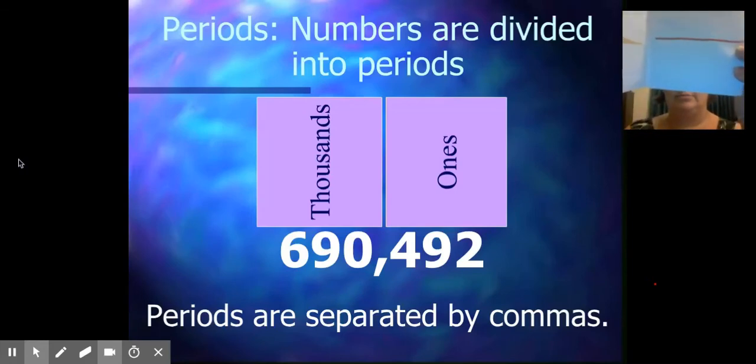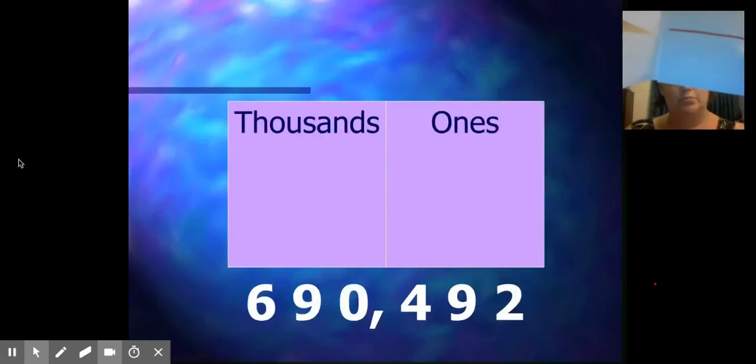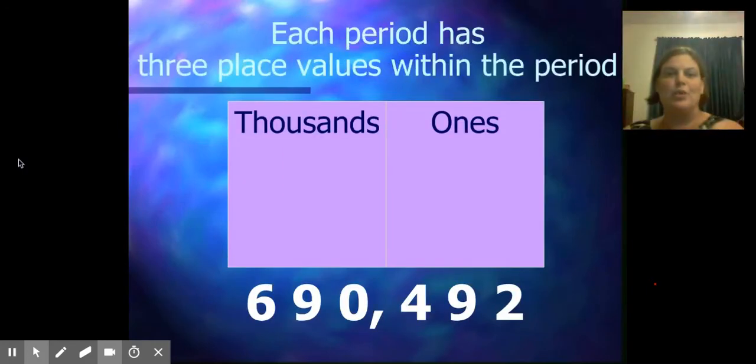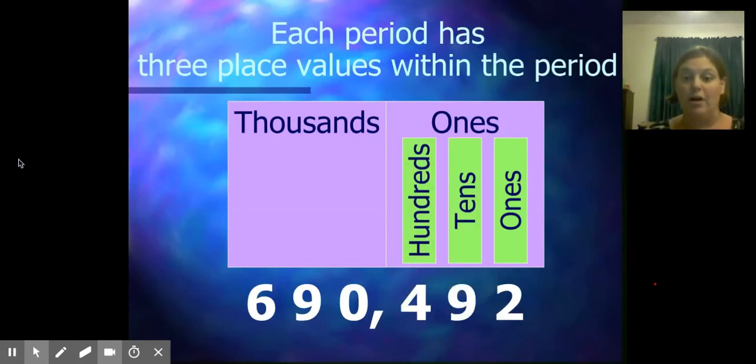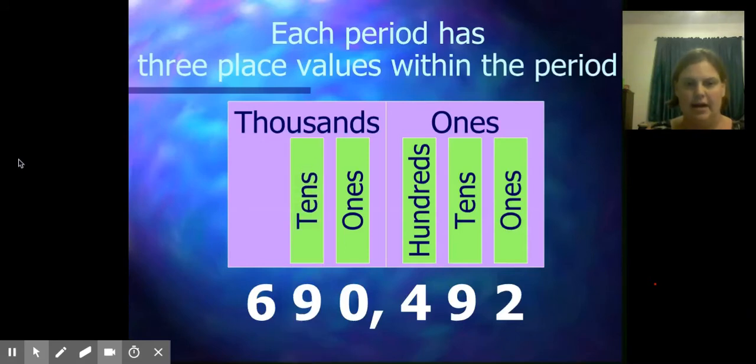Each period has 3 place values within it, and you might want to note that down if you have enough space on there. If not, I understand, but you should definitely know that, because it will be a question that is asked of you. There are the ones in that ones period, the tens in that ones period, the 400s in that ones period. That one has a 0 in the 1000s, a 9 in the 10,000, so we represent that as 90,000, and a 6 in the 100,000s place.